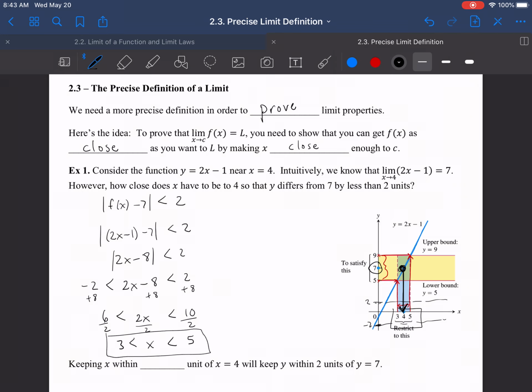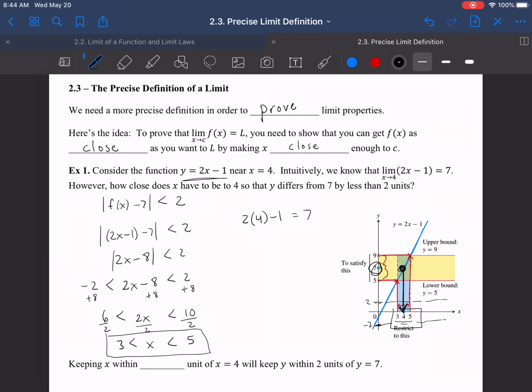As long as we give a value between 3 and 5, when we plug it in, we will end up getting an output between 5 and 9. And if you want to test that, you could try 4. So you could do 2 times 4, just plugging it into the function, right? That was our function, 2x minus 1. 2 times 4 is 8, minus 1 is 7. And that puts us right there.